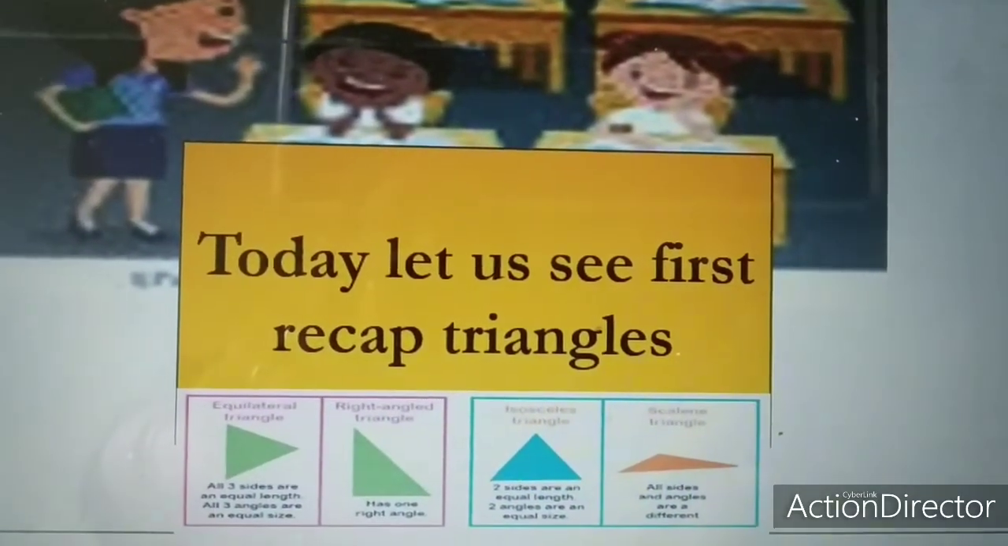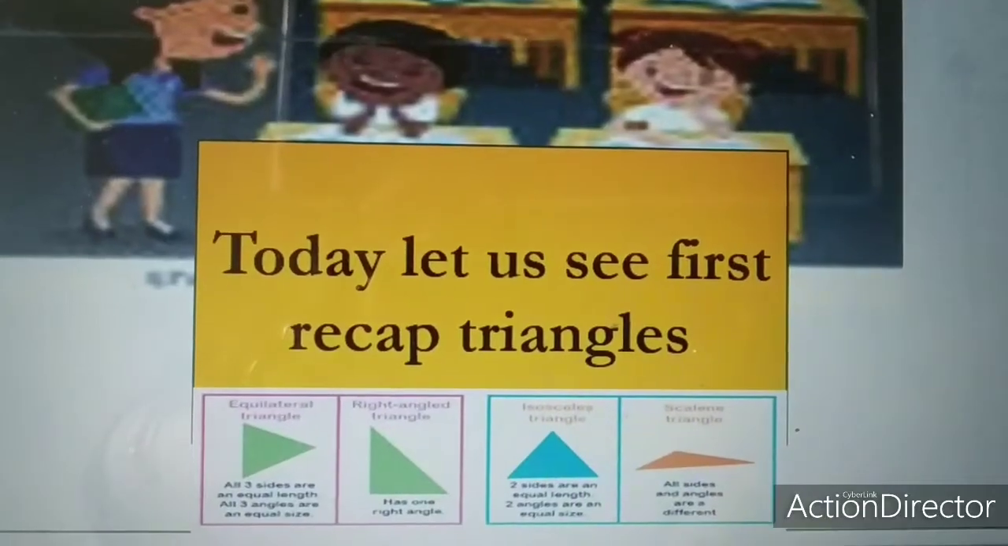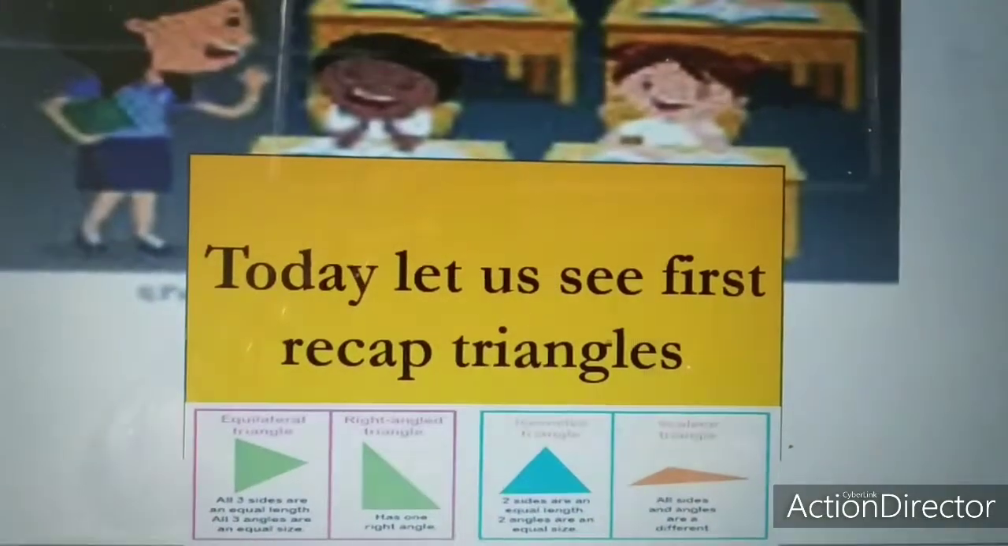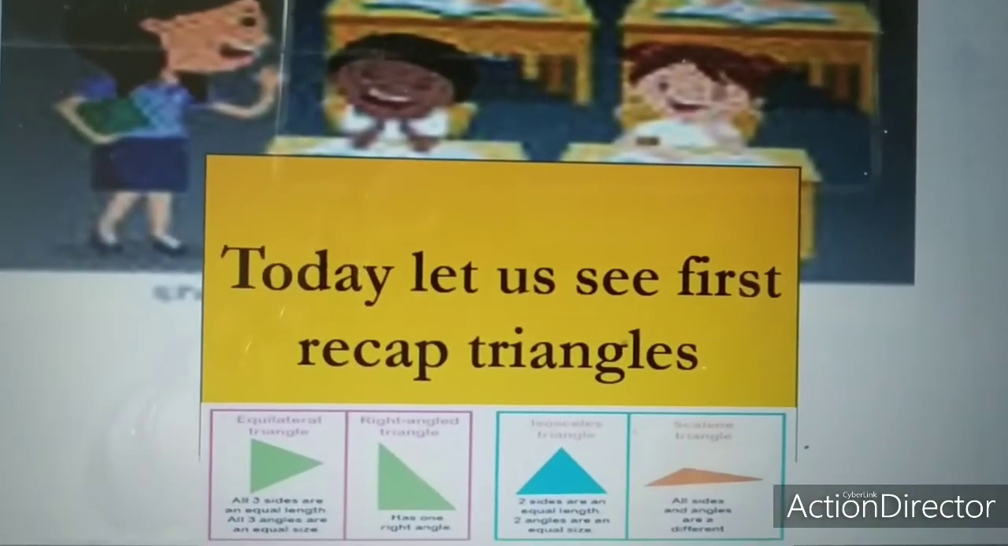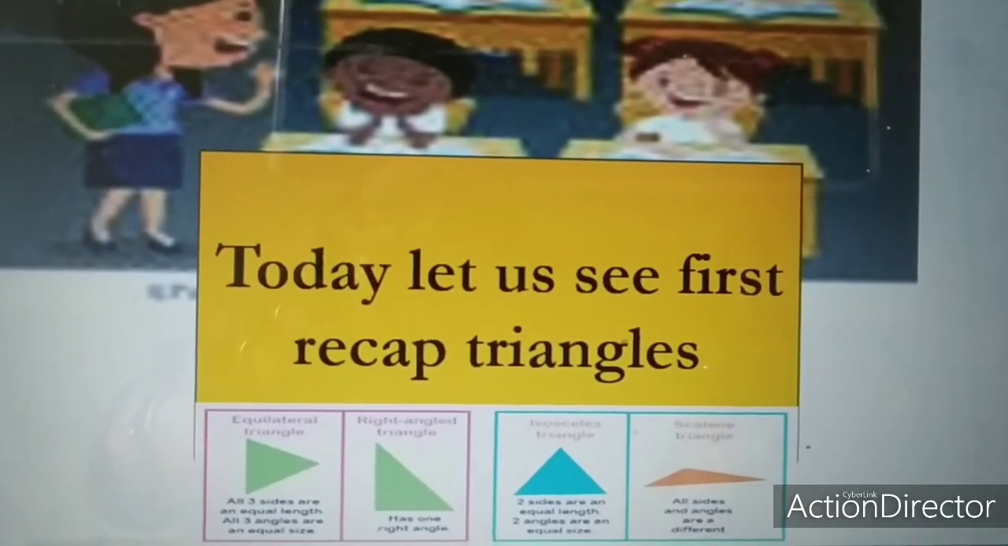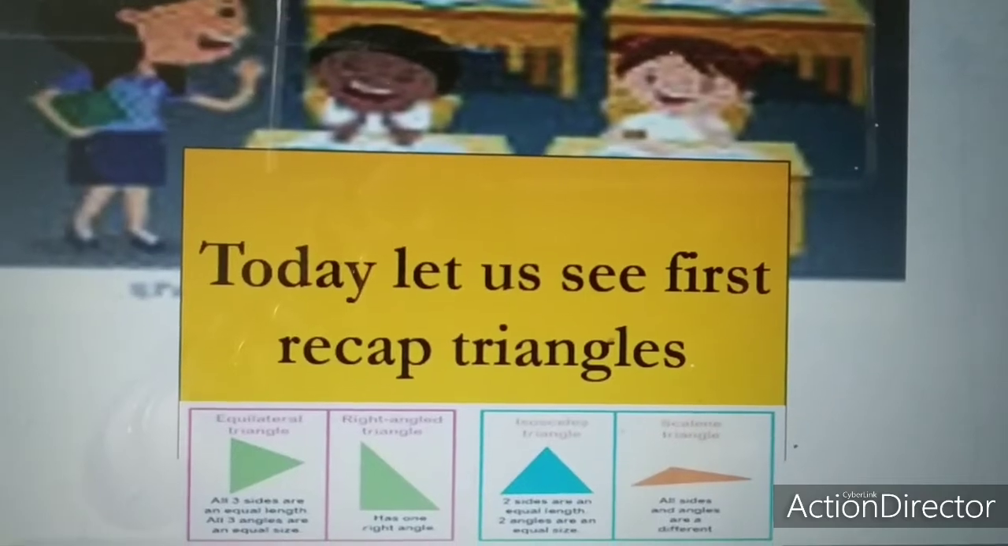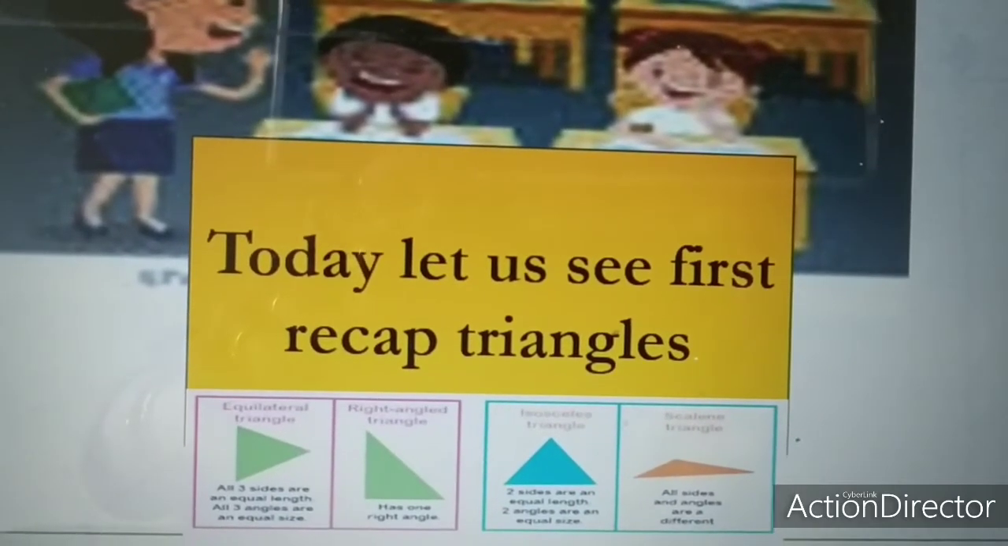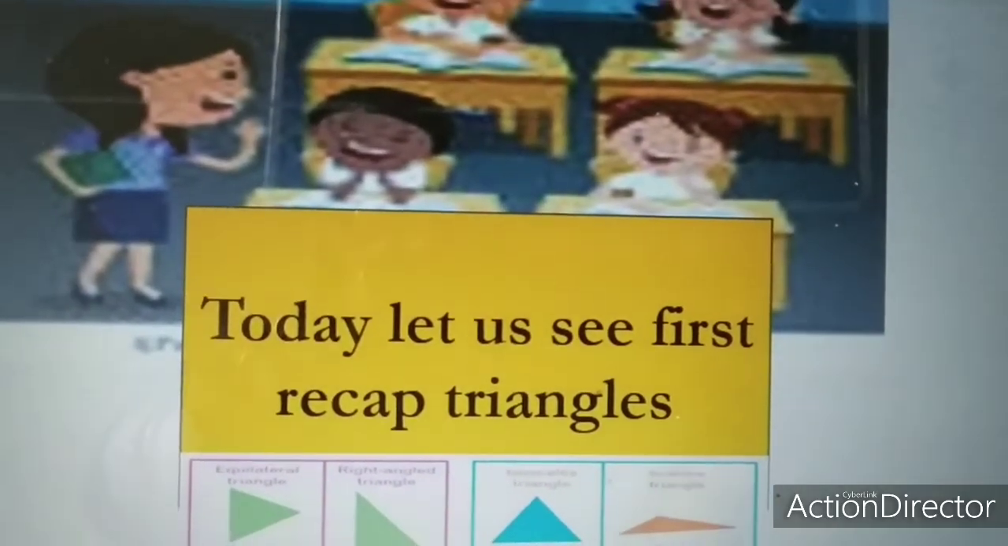First one is equilateral triangle, where all the three sides are equal. A right angle triangle, a triangle in which one angle is 90 degree. Isosceles triangle, a triangle in which two sides are equal. And scalene triangle, a triangle in which all the three sides are unequal.